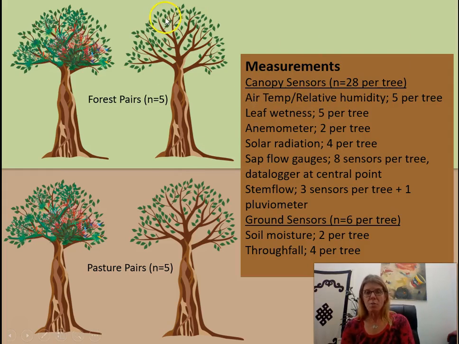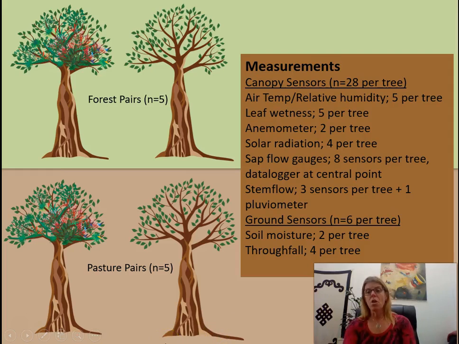In addition to the stripping of the trees, we have to install a number of sensors. So in each of the canopy trees, regardless of whether it is the treatment tree or the control, we have to install 28 sensors. Some of those are microclimate sensors like air temperature and relative humidity. Some of them are to measure water flow through the trees, and others are to measure the change in the direction of the flow down to the forest floor. And there also will be ground sensors that we have to install to measure changes in soil moisture or how the water is falling to the forest floor.